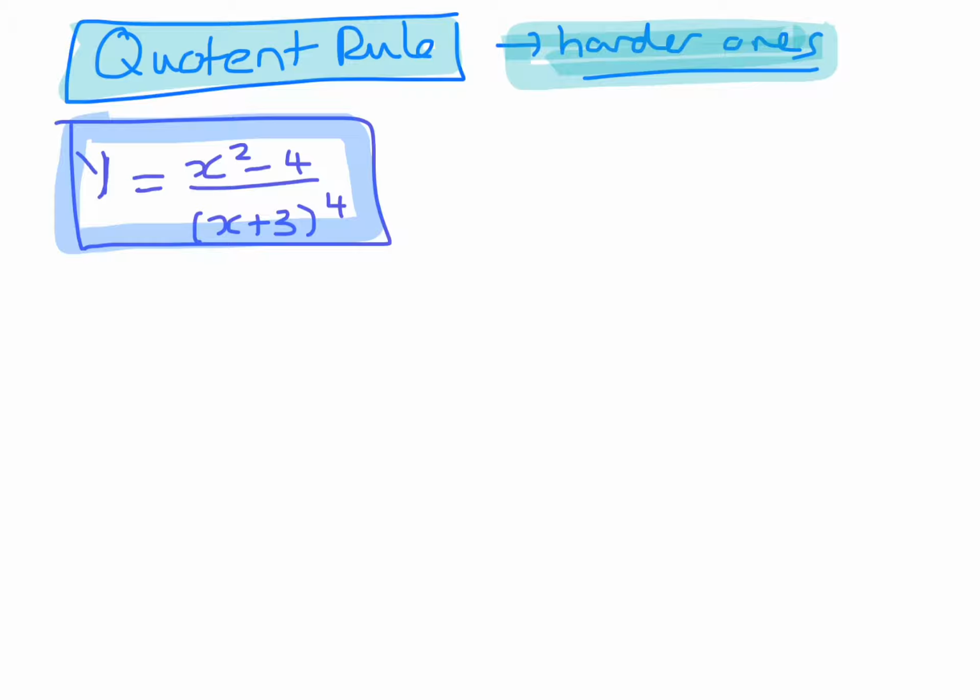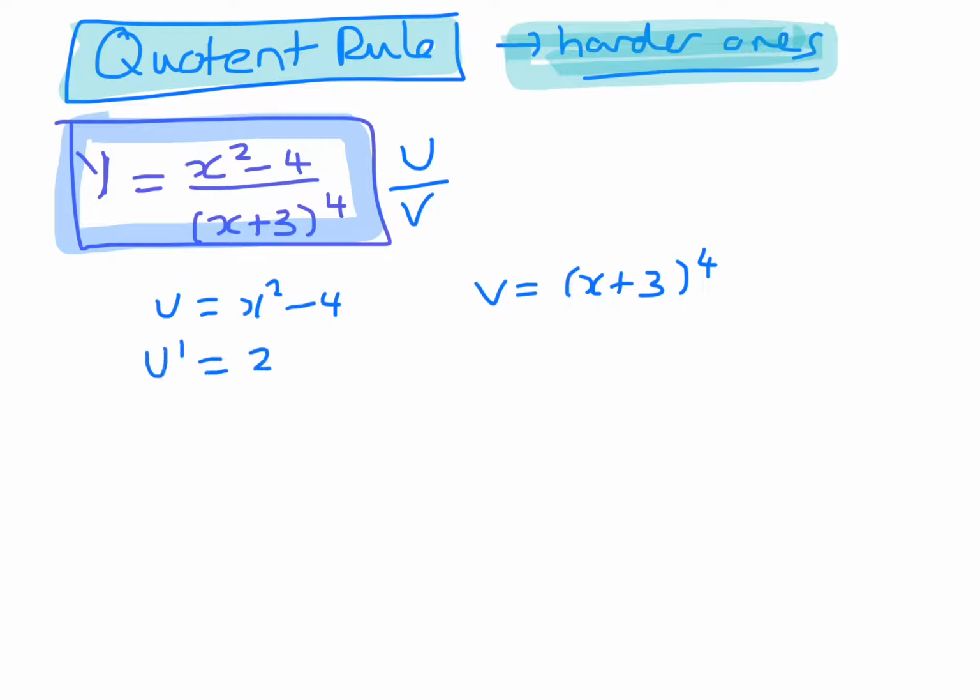Okay, we're just going to look at some harder quotient rules. And the harder part is simplifying it at the end. So this is u over v. The u is x squared minus 4, and the v is (x plus 3) to the power of 4. The u dash would be 2x, and v dash would be 4(x plus 3) all to the power of 3 times 1, because that's the derivative of what's inside. 4 times 1 is 4.